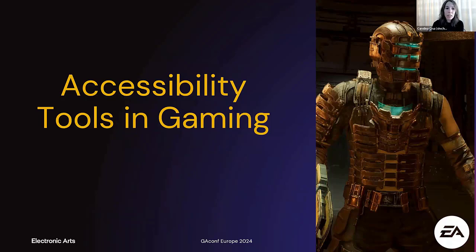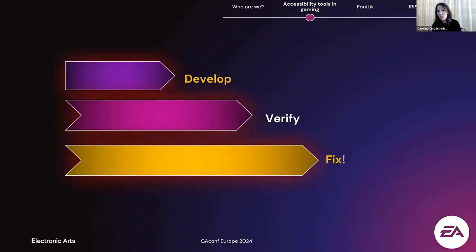First, we have the accessibility tools in gaming. We wanted to give you a little bit of an introduction. As we all know, video games are becoming more complex and immersive, and the challenge of checking in-game accessibility increases, and not everything can be manually checked. Having available solutions that can check for different accessibility-related concerns plays a very important role, and this is where accessibility tools like IRIS and Fonttik come into play.